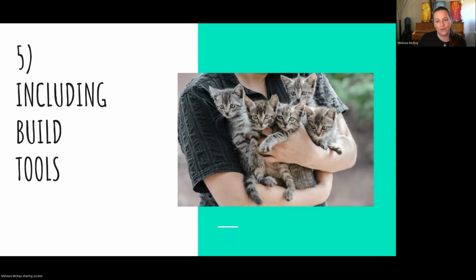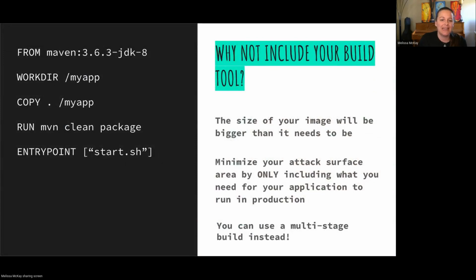Including build tools. This is something that I see a lot, especially as a Java developer. We include Maven, we build the project in Maven, package it up, and then go ahead and run it from there. This works, it does, but the size of your image will be a lot bigger than it needs to be. You also have a problem with your attack surface now being larger than you would expect. You should minimize your attack surface area by only including what you need for your application to run in production.